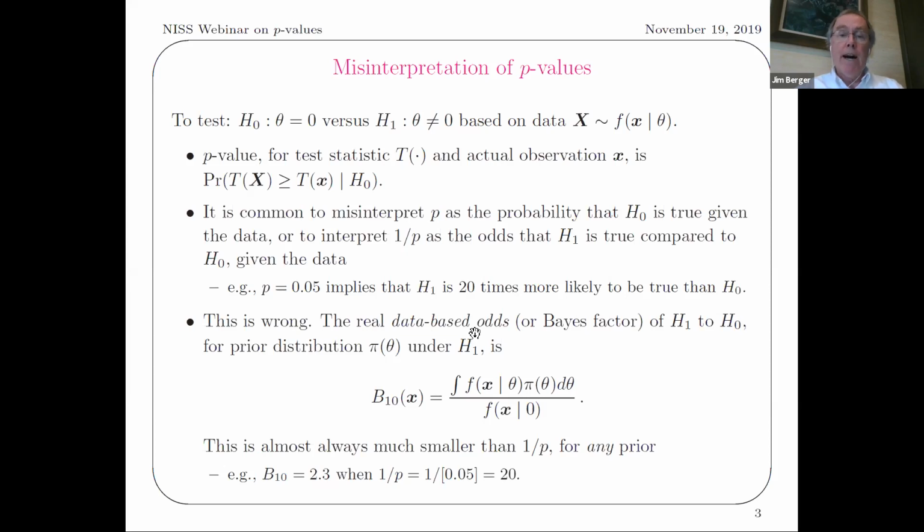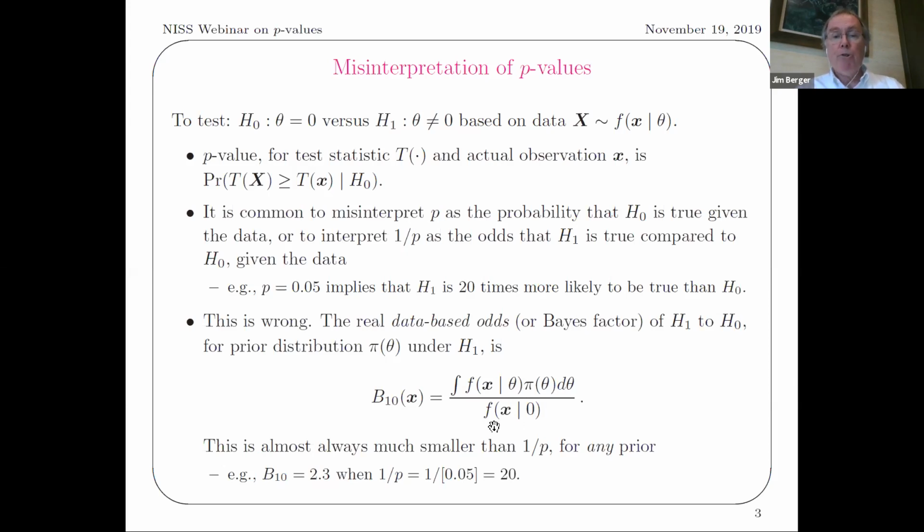One version of the odds, and the version of odds that I like to work with most, is called the Bayes factor, but I'll just call it data-based odds today. And the data-based odds of H1 to H0 for a prior distribution pi of theta, I will be introducing prior distributions, but then we'll get rid of them shortly. Not that I want to get rid of them, but we just will. For a prior distribution pi of theta under H1, the data-based odds of the alternative hypothesis to the null is just the density of the data under the alternative hypothesis averaged out over the prior distribution on theta. And then the distribution of the data under the null hypothesis is just f of x given 0, because the null hypothesis is theta equals 0.